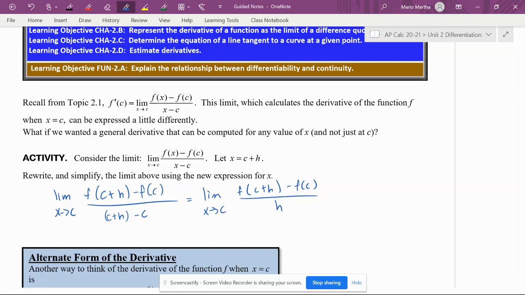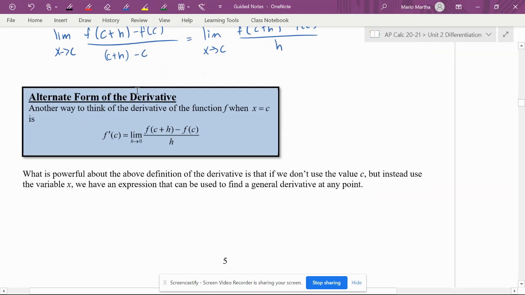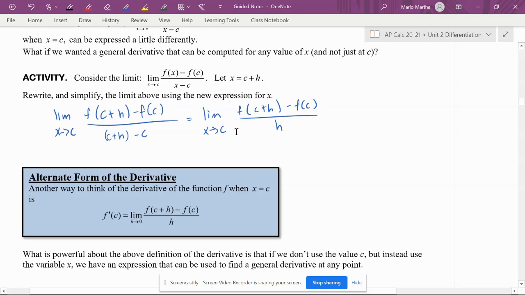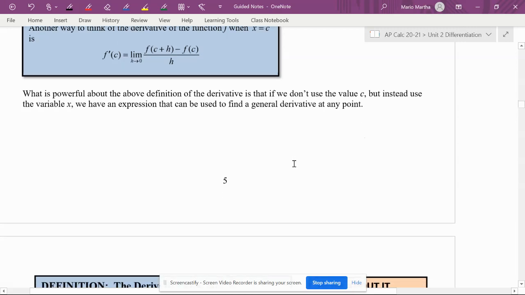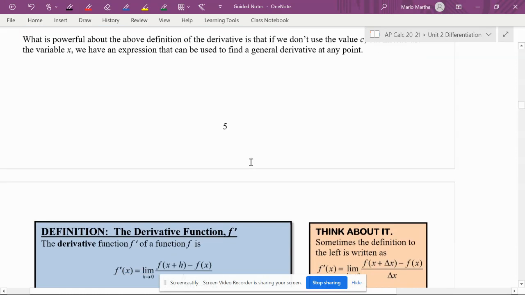So this is the alternate form of the derivative. Another way to think of the derivative of the function f when x is equal to c is f prime of c is equal to the limit as h approaches 0 of f of c plus h minus f of c all over h. What's really powerful about this is that if we don't change the value c, but use the variable x, we can have an expression that works for any point at any time.